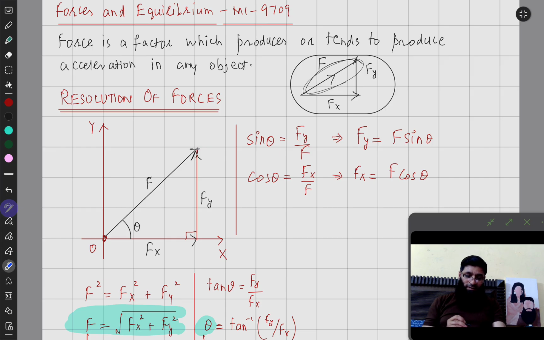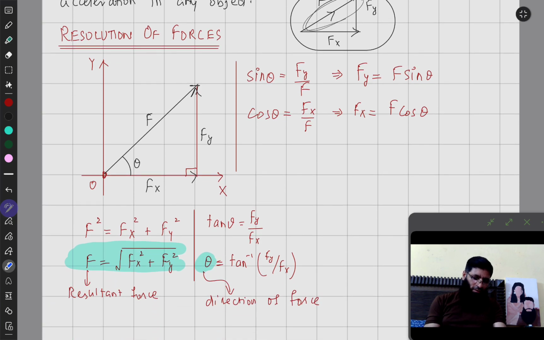Now, how to find the expression for the resultant of these two components? This is the horizontal component, this is the vertical component, and this one, F, is basically the resultant of these two forces. You know the Pythagoras theorem, it's a right angle triangle, and if you apply the Pythagoras theorem in this triangle, you will have this equation, F squared is equal to Fx squared plus Fy squared, and finally you will have the expression for the resultant of forces, and this will be the direction of force.